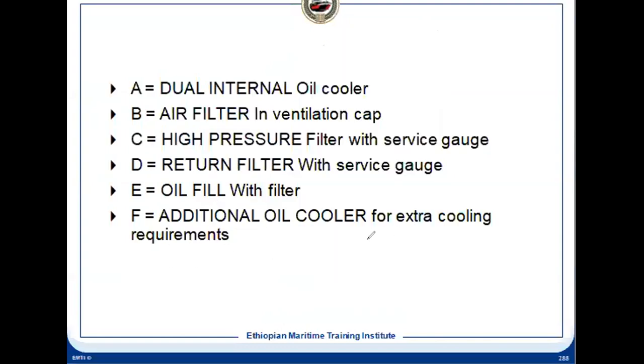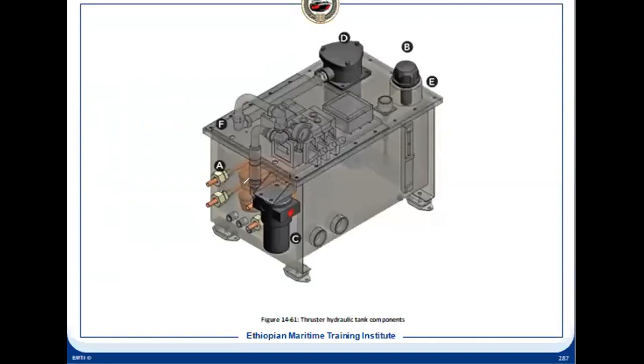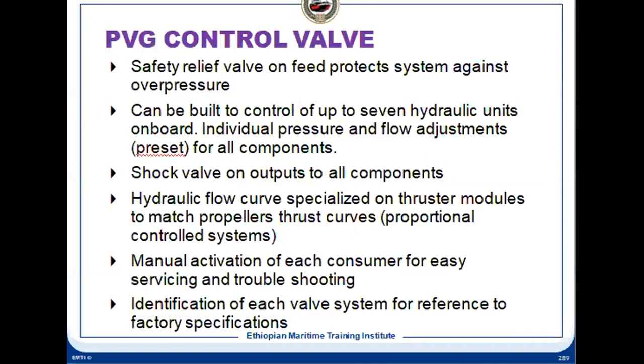And F is the additional cooler. This tank is having an additional cooler. You might not have a cooler, but a large system will definitely have one. And there will be a relief valve also, because the system pressure should not be over pressure. Otherwise your system will get damaged.